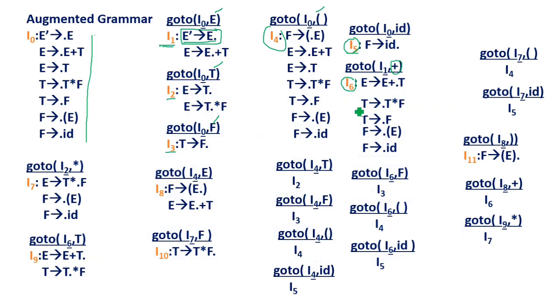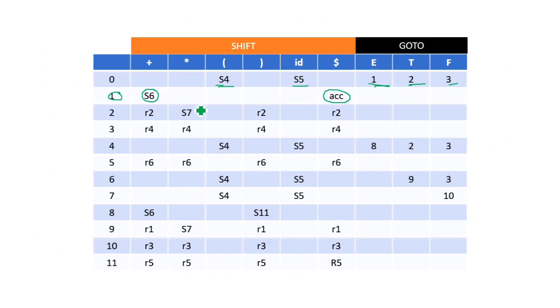So we'll see whether go to is there for any production here. Go to for item set 2, you have star. Star is a terminal, so it goes to item set 7. So item set 2 does not have any non-terminals there. Only a terminal go to has been identified. It goes to I7.